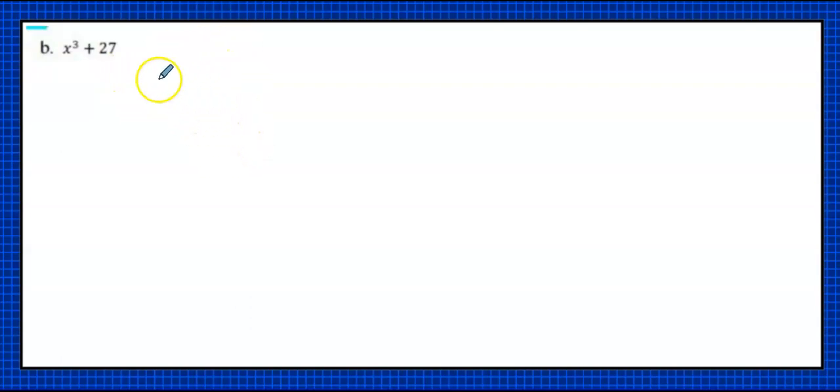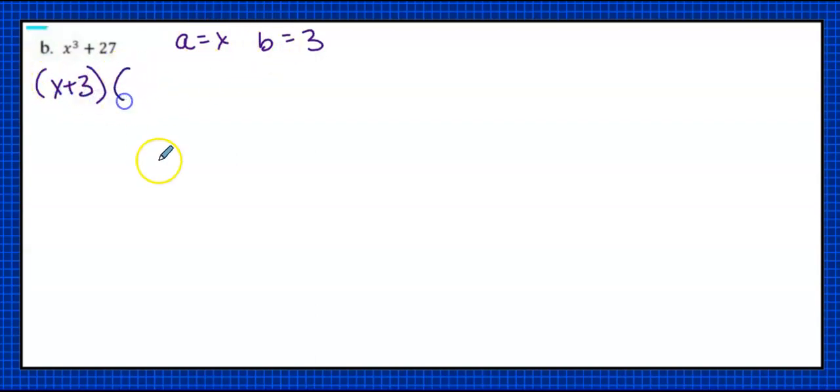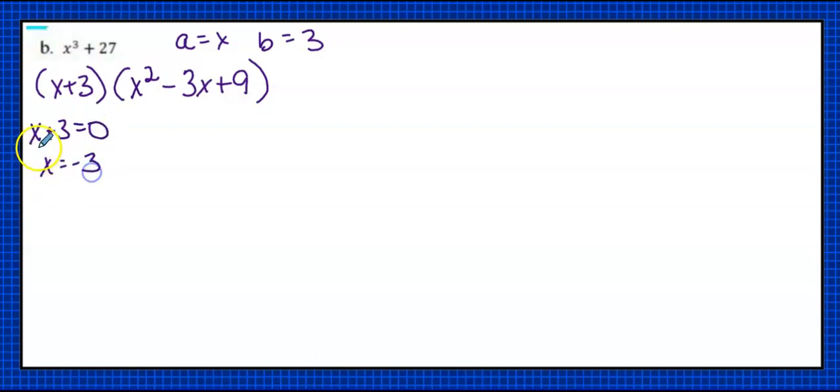Yes, we will. So if we use our formula that we learned, a equals x and b equals 3. So in our first set of parentheses, we have a plus b, which is x plus 3. And then the second set of parentheses, we square the a, and that's a minus there. And then we multiply the a times the b, and then we square the b. Okay, so one of our factors, one of our zeros is at negative 3.